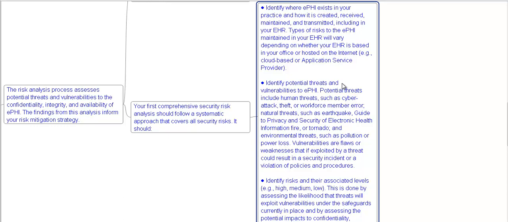Potential threats include human threats such as cyber attack, theft, or workforce member error; natural threats such as earthquake, fire, or tornado; and environmental threats such as pollution or power loss. Vulnerabilities are flaws or weaknesses that, if exploited by a threat, could result in a security incident or violation of policies and procedures.